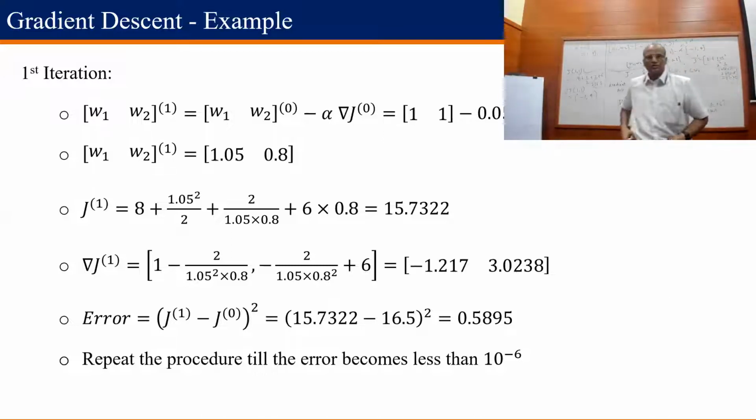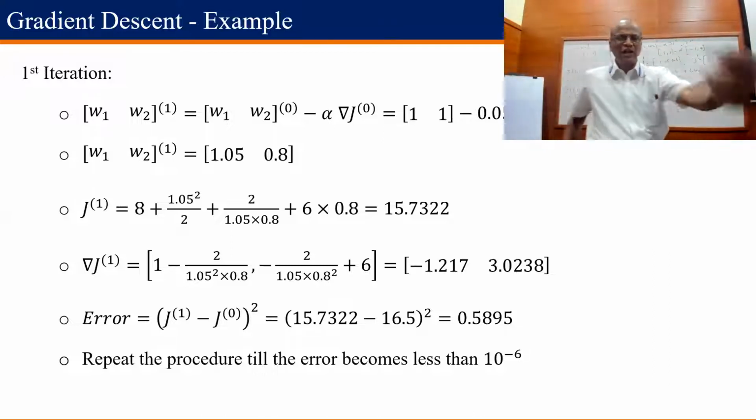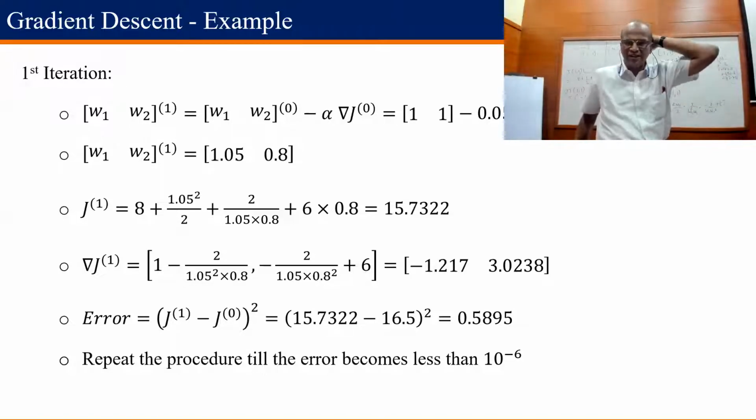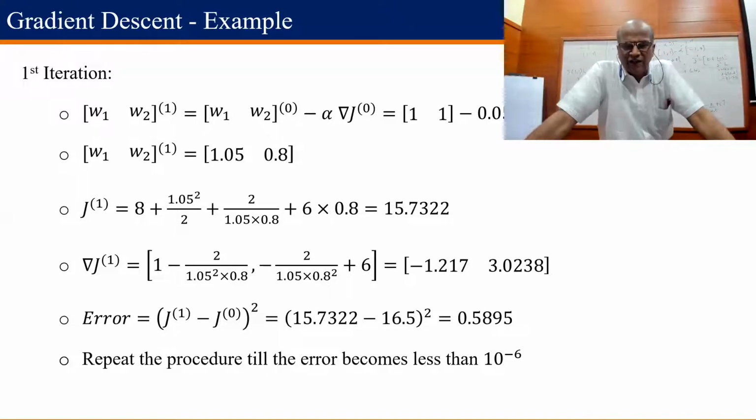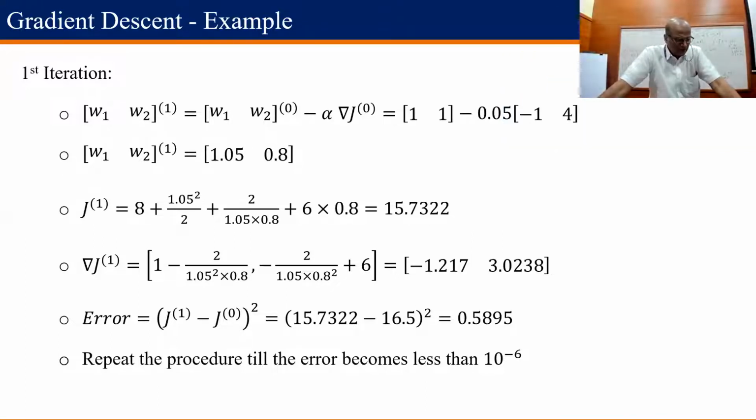Okay. So you can calculate del J of 1 and so on. The error between the first and second is 0.5895. Repeat the procedure till the error becomes less than 10 to the minus 6. Is this clear? So gradient descent can be applied to any nonlinear equation, so it can be used for curve fitting and regression. So today I've taught you nonlinear regression.